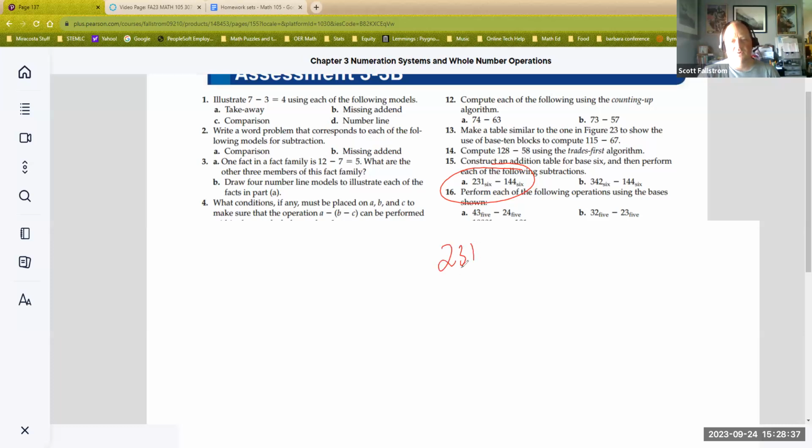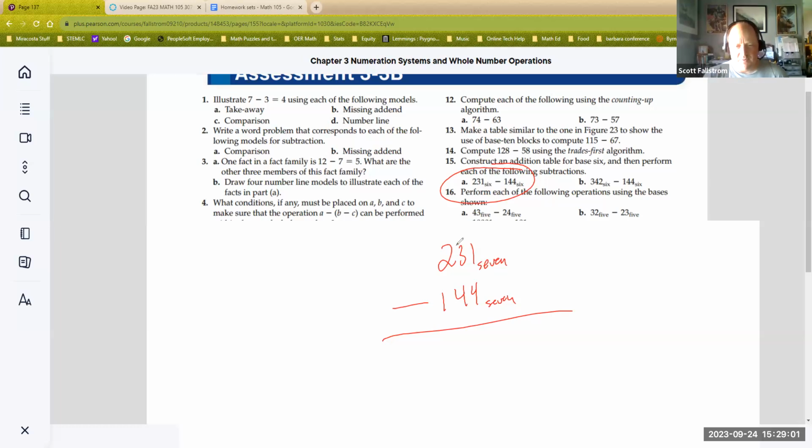Okay, so I'm going to do 2, 3, 1, minus 1, 4, 4, but I'm going to do it in base 7. So we'll start on the right-hand side. We'll do something more traditional. We could do any of the methods that we've seen here today. Why don't I show 2 different methods. You can kind of see which one we like best.